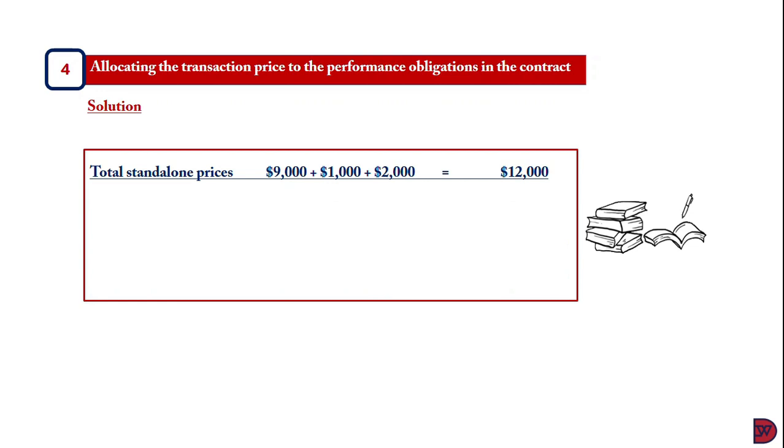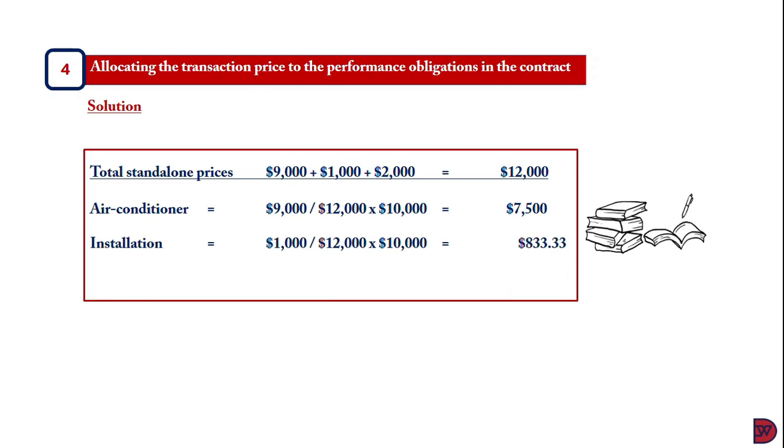Now, allocating the $10,000 to the performance obligations, the way we go about it is to pick the standalone price of the air conditioner and find its relative price to the contract price. So the air conditioner is $9,000 divided by the total of the standalone prices multiplied by the transaction price, which will give $7,500.